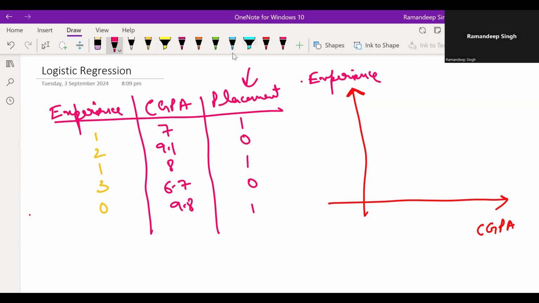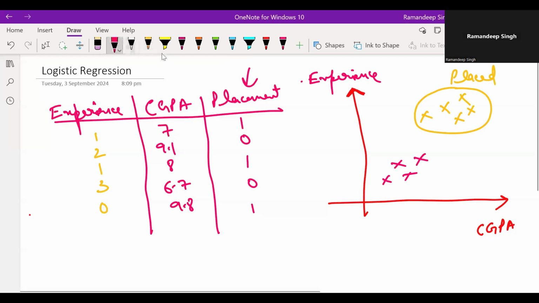If I draw this on the XY plane, it would look like this, with CGPA on one axis. These are the students who have been placed, and these students are those who have not been placed. What I want to do is draw a line in between those so that whenever a new point comes, I can classify them or predict whether they will get placed or not.